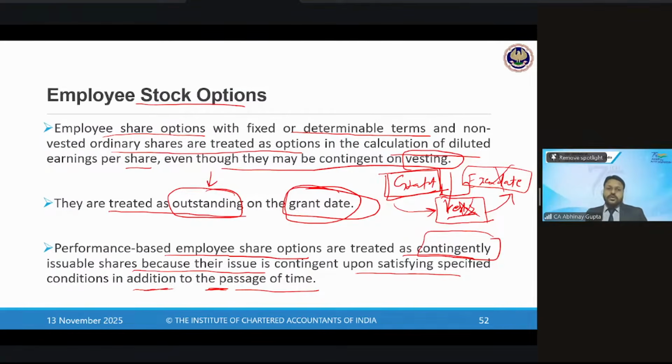So we don't work on the management estimate basis for the purpose of calculation of diluted earning per share, right? So we need to ignore those ESOP plans which have the vesting period condition as well as the performance condition. But we need to consider those ESOP plans which do not have the performance conditions and only have the vesting conditions, which is just a passage of time, right? So passage of time can be considered for the purpose of this Ind AS 33 calculation. So that's why the standard says these shares are treated as outstanding on the grant date itself, right?